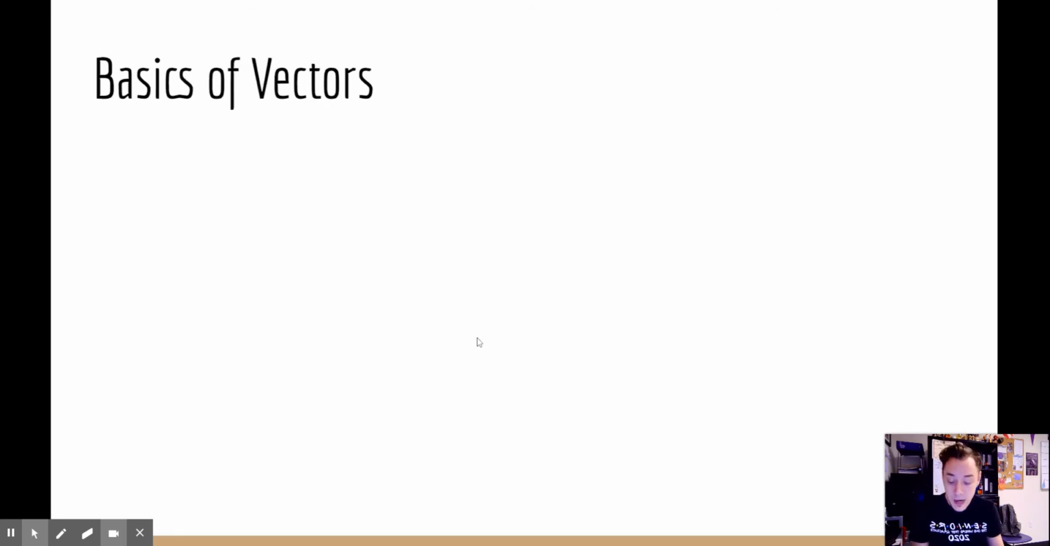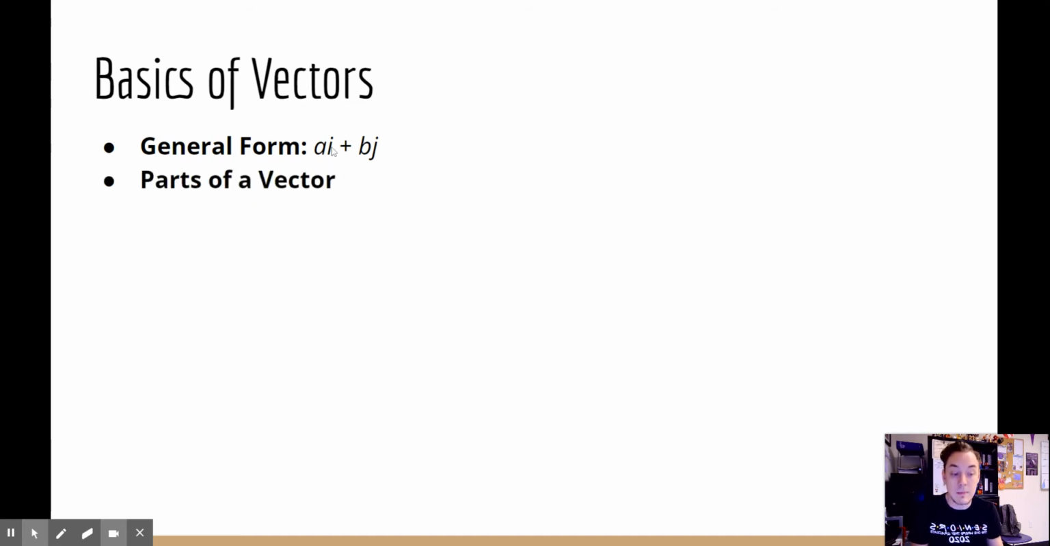So let's go through the very basics of a vector. What is it in a general form? Well, it's ai plus bj. You can say xi plus yj. It doesn't really matter. You can label it however you want, but I'm using i and j because those are the basic vector notations, and then a and b because it's similar to complex numbers. However, I have to make a note later about this, so I'll come back to this.